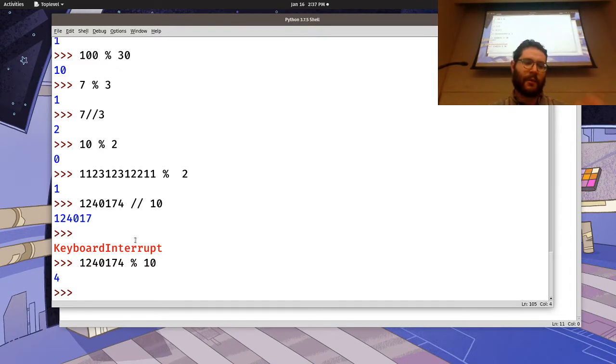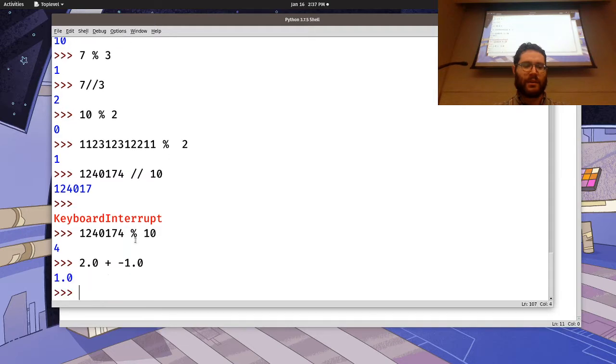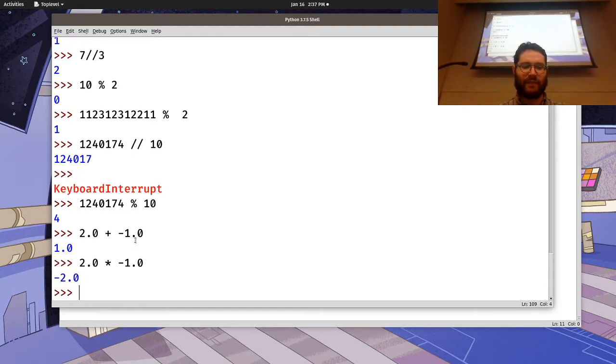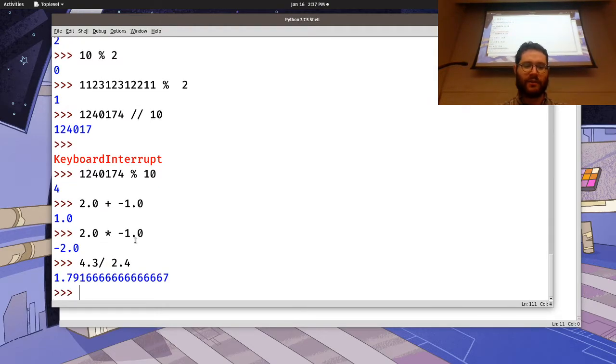So, what about floating points? Do we have extra scary sauce there? Well, floating point numbers work exactly the way you would expect, right? You can add numbers together, you can subtract them, you can multiply them together just like regular numbers. You can divide them. 4.3 divided by 2.4 gives me some awful abomination of a number.